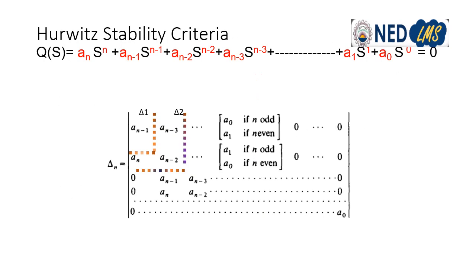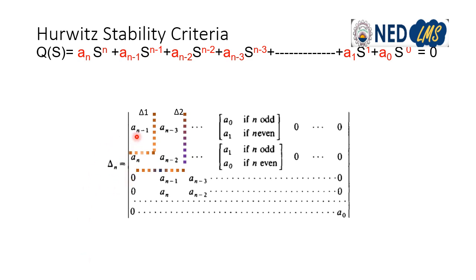Next is another method to find the stability, that is the Hurwitz stability criteria. We use the same characteristic equation, q of s equals a n s raised to the power n plus a n minus 1 s raised to the power n minus 1 plus a n minus 2 s raised to the power n minus 2, and so on up to a naught s raised to the power 0 equals 0. This time we make determinants in order of the highest power of s, that is n. So we have made a determinant here, del n.